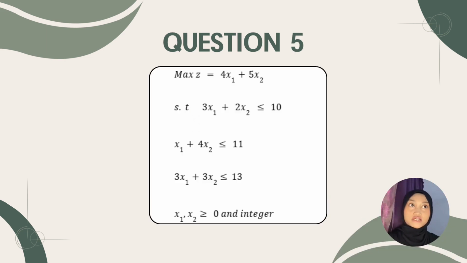Next, for question 5, which is maximize z equals 4x1 plus 5x2, such that 3x1 plus 2x2 is less than or equal to 10, and x1 plus 4x2 is less than or equal to 11, and the last constraint is 3x1 plus 3x2 less than or equal to 13, and the sign restriction is x1 and x2 are greater than or equal to 0 and integer.